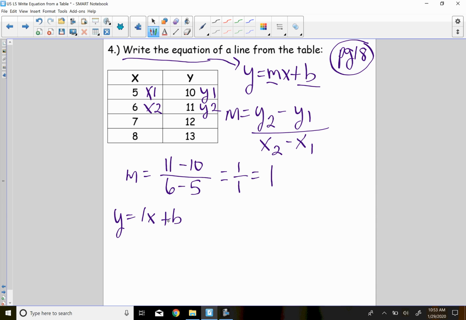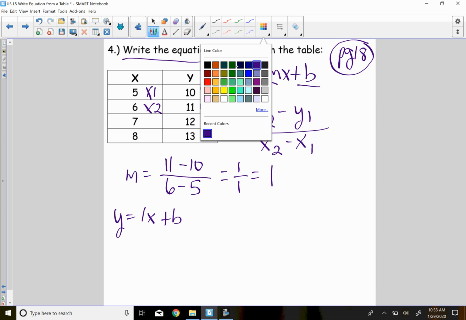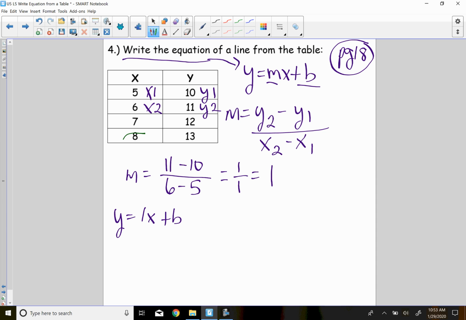So how do I figure out b's value when I have 2 extra letters? The answer is, in this table, I have a whole list of x, y pairs that I can use to temporarily plug in for x and y. So let's say I choose 8, 13 here. In this scenario, x is worth 8 and y is worth 13. So for a minute, I can take y and plug in 13. That will equal 1 times x, which is 8, and add b to that.